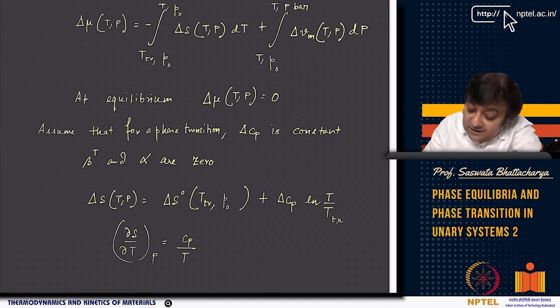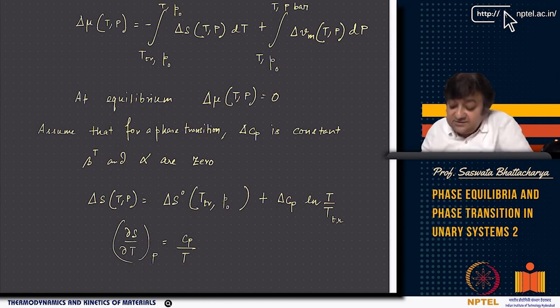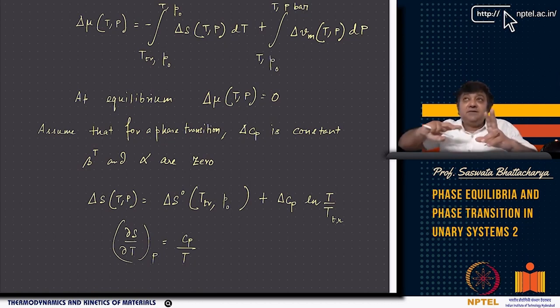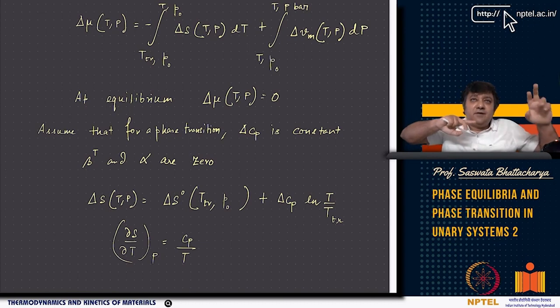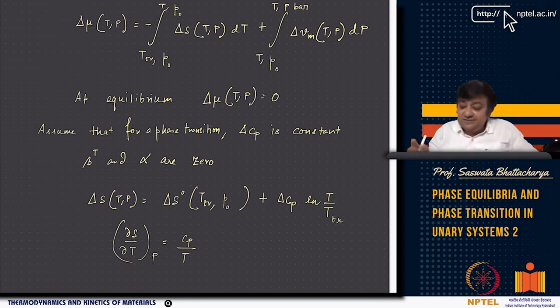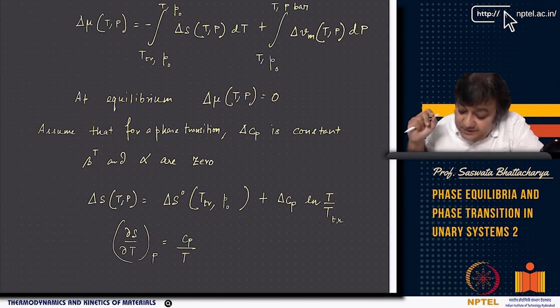Now at equilibrium, delta mu has to be equal to 0. Now assume that for a phase transition, delta Cp is constant, right? There is no difference in delta Cp. And beta T and alpha are also 0. So I am simplifying the problem as much as possible. I have taken the isothermal compressibility to be 0 and alpha to be 0 or insignificant. And we are saying that for a phase transition, the difference in heat capacity between the alpha phase and the beta phase, delta Cp, we are assuming to be constant, right?